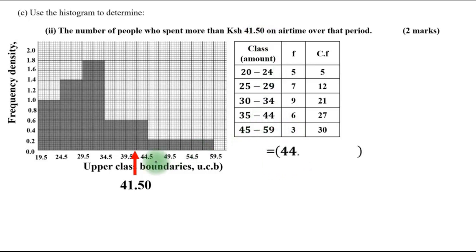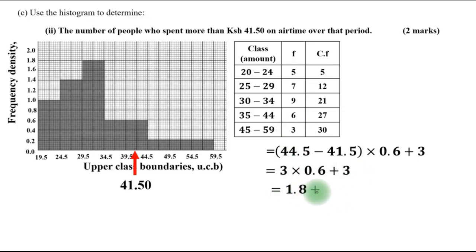So this will be 44.5 minus 41.5. Then we multiply by its frequency density, then plus 3 people. So this will be 3 times 0.6 plus 3. We get 1.8 plus 3, which is 4.8. But we cannot have 4.8 people, so we approximate to the nearest whole number, and this will be 5. So 5 people spend more than 41 shillings and 50 cents.